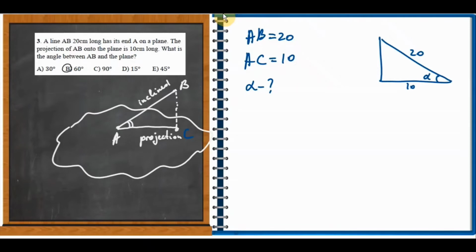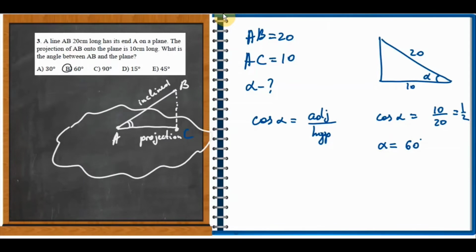Now, we know that when we have adjacent and hypotenuse, we can write cosine alpha. Cosine alpha is equal to adjacent over hypotenuse. So cosine alpha will be 10 over 20, which is 1 over 2. Now we must know, without a calculator, how to find alpha; we learn it by heart. Alpha is 60 degrees. When alpha is 60, cosine alpha is 1 over 2. So the correct answer is going to be 60 degrees.